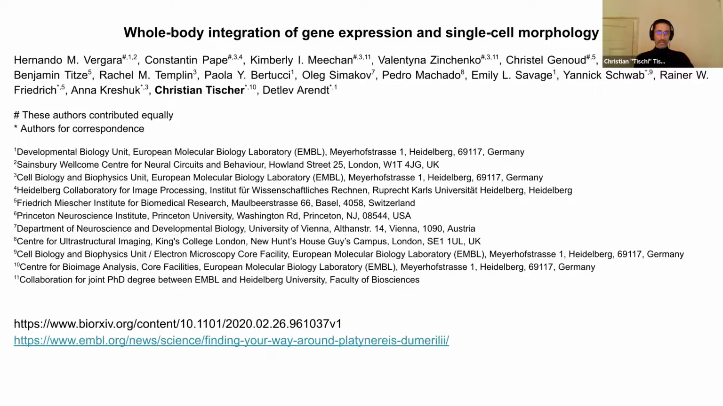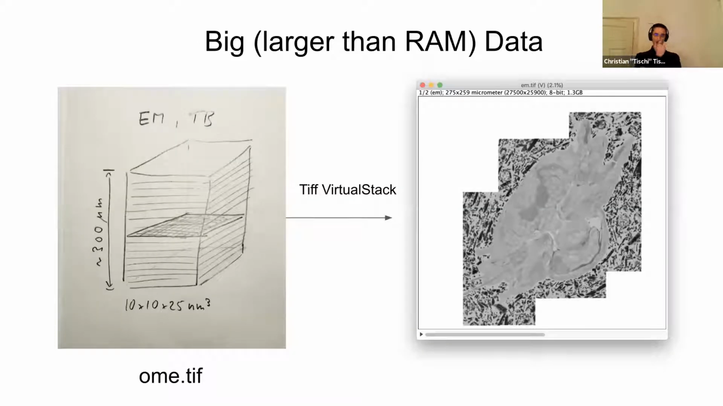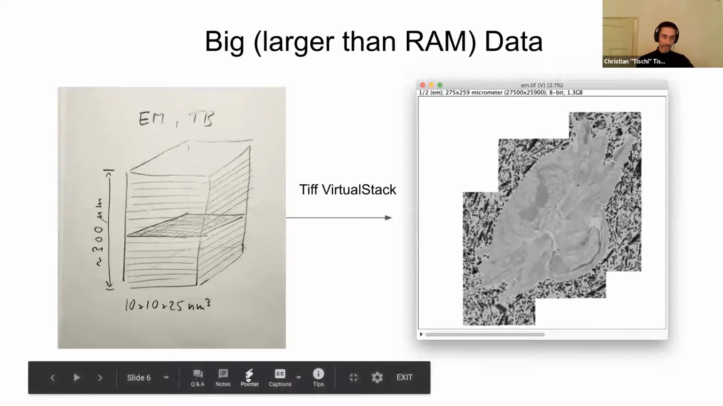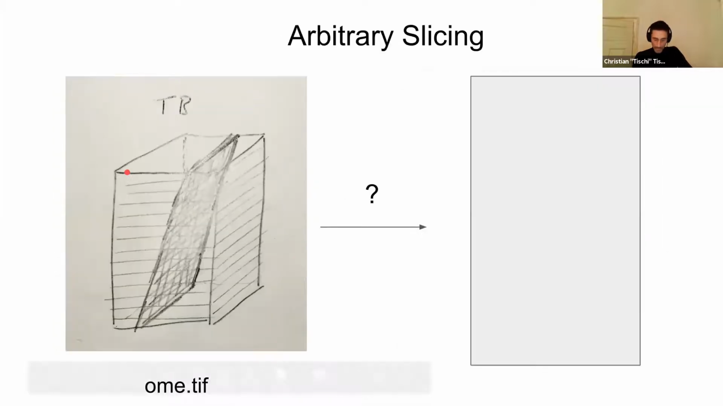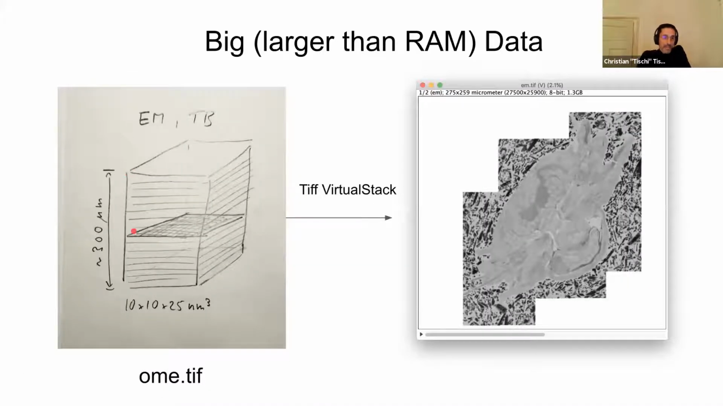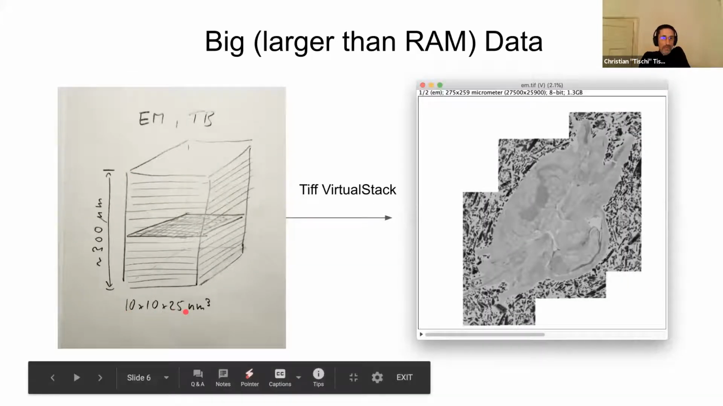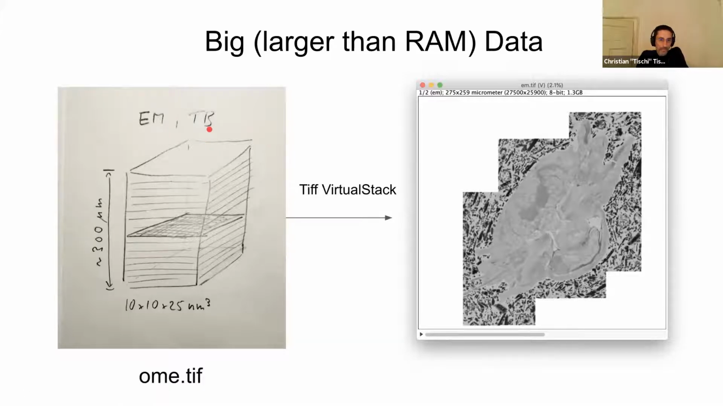So first of all, at the heart of this project was a big EM volume actually acquired in Basel. As you can see here, it's about 300 micrometer along one dimension, 10 by 10 by 25 nanometer voxels, which amounts to several terabytes if you look at how big it is.